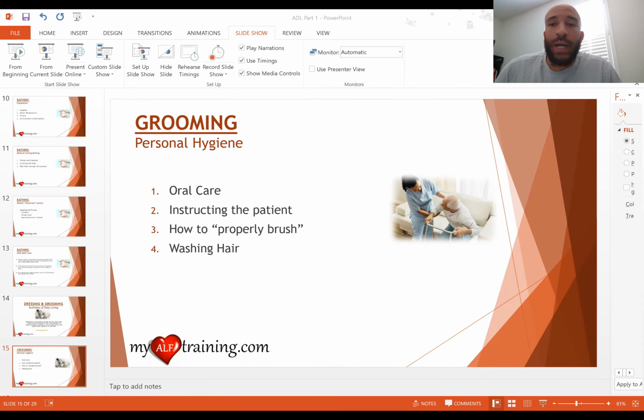This should be done twice a day. In the morning, of course, and at night. You should be taking the patient's dentures out at night to clean them, making sure they stay clean, and brushing their gums as well.